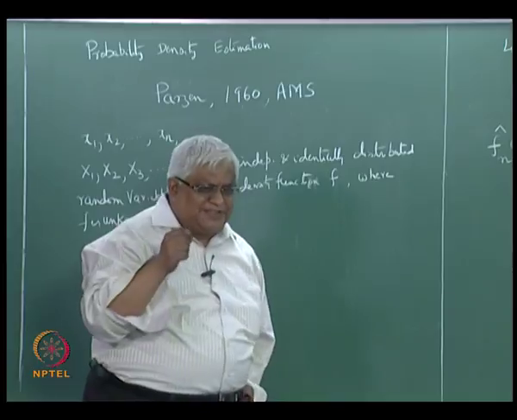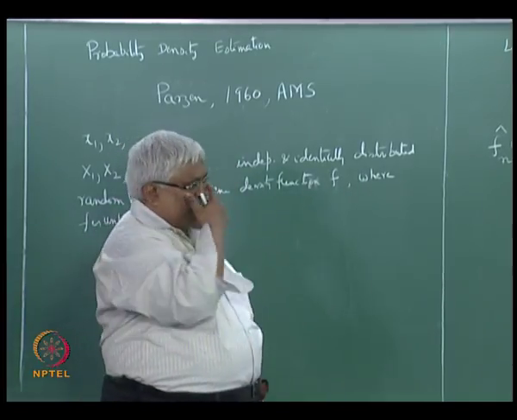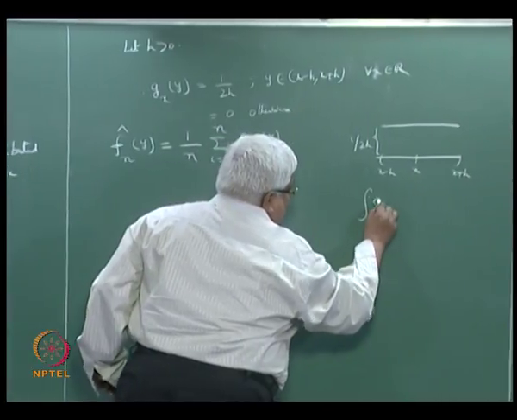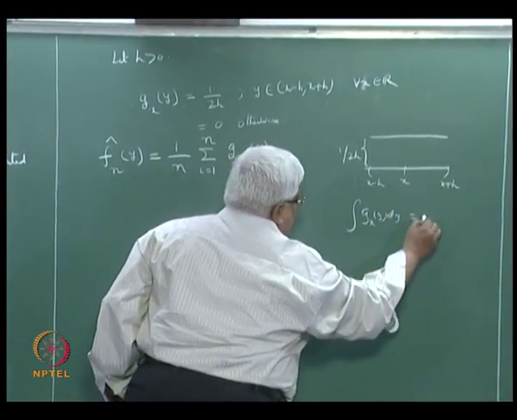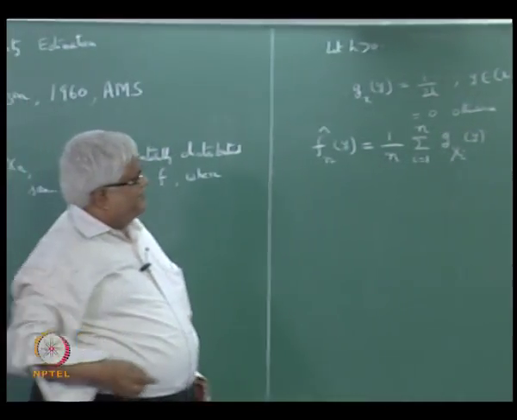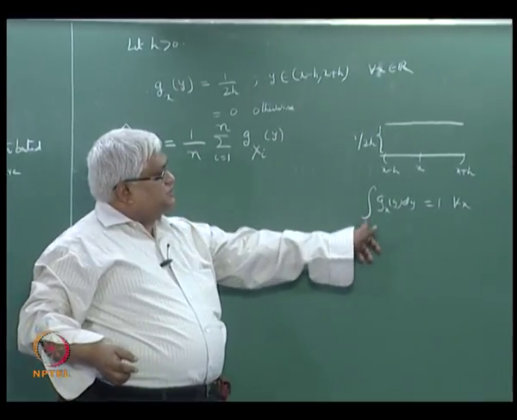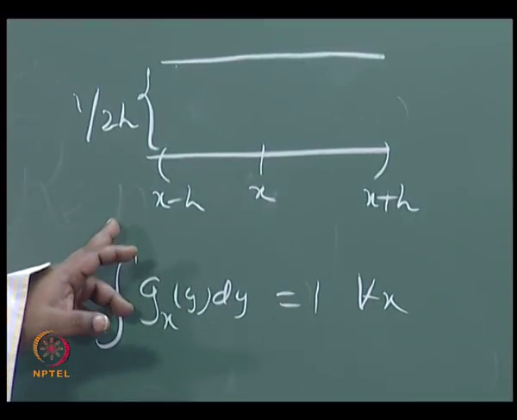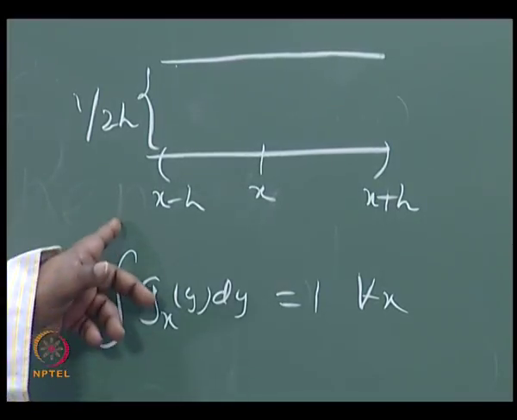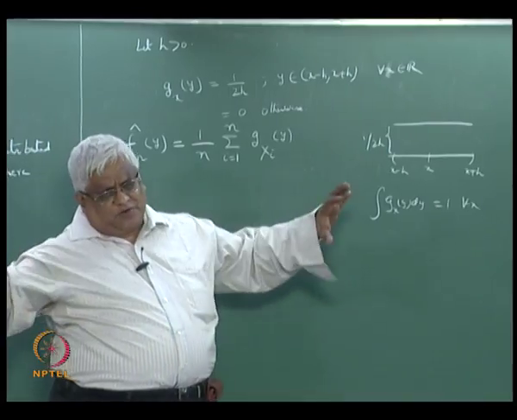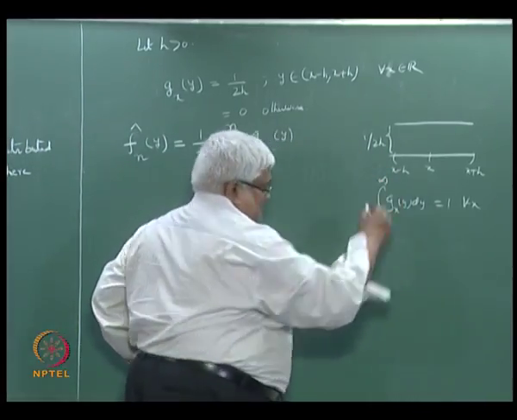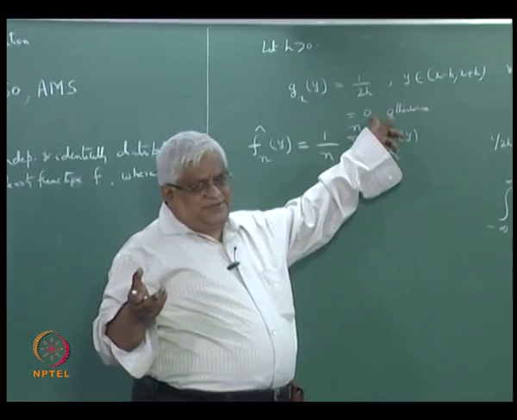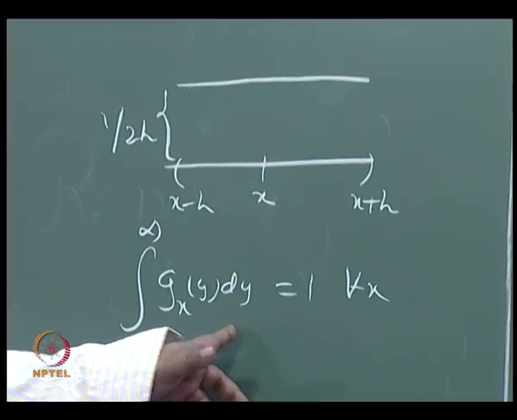Let me first explain some of the mathematical properties. Then I will explain intuitively what is happening here. Note that the integral over g x is equal to 1 for all x, right, because in the interval x minus 2h to x plus 2h the value is 1, and elsewhere it is 0. You can divide the whole range into three parts: minus infinity to x minus 2h, x minus 2h to x plus 2h, and x plus 2h to infinity. In the middle portion the integral value is 1, and in the other portions, since the function takes the value 0, it is 0. So totally it is 1, and for all x this is true.